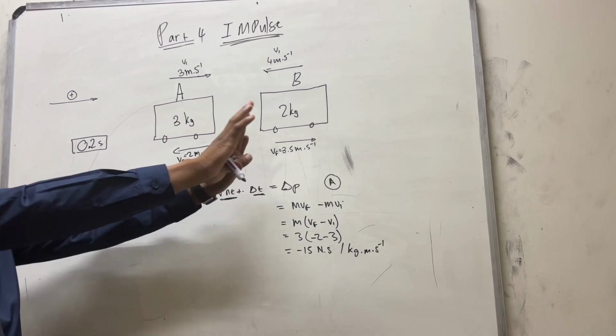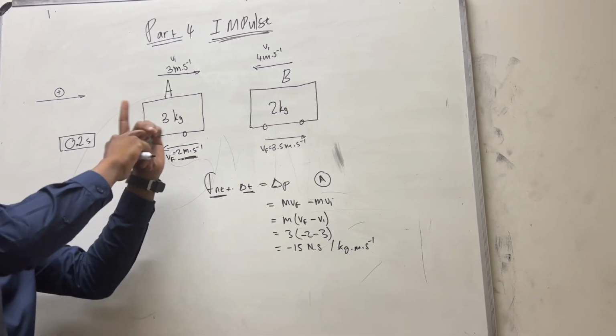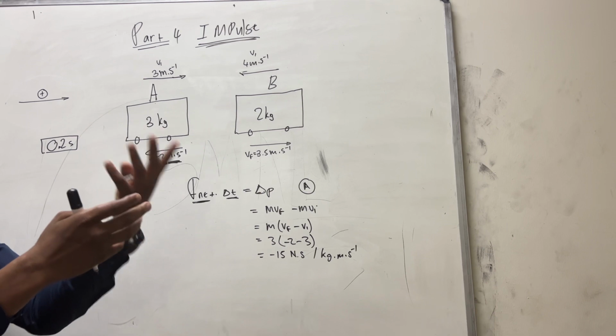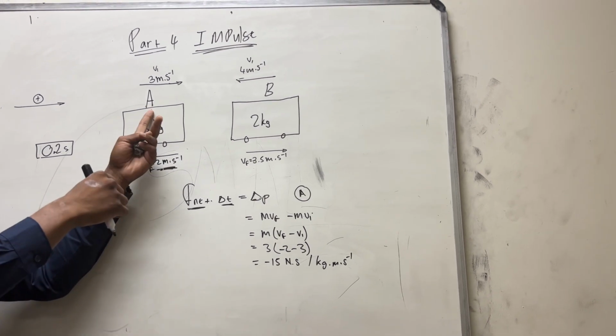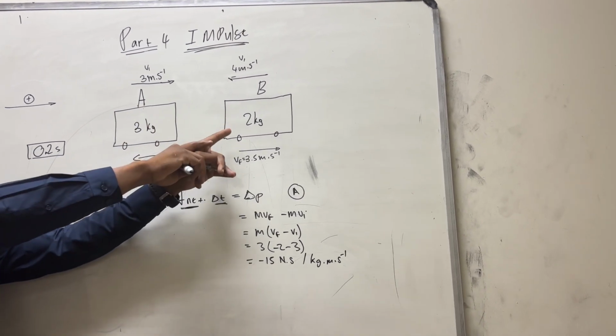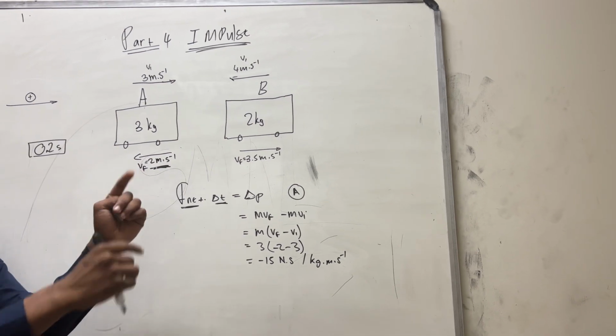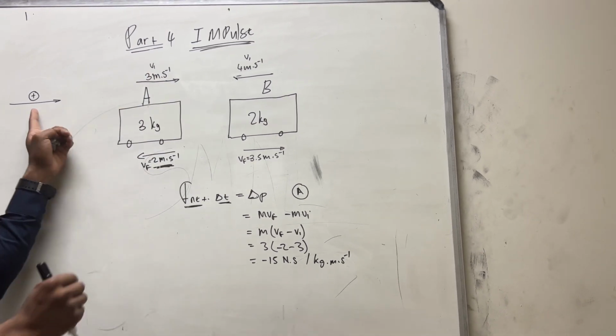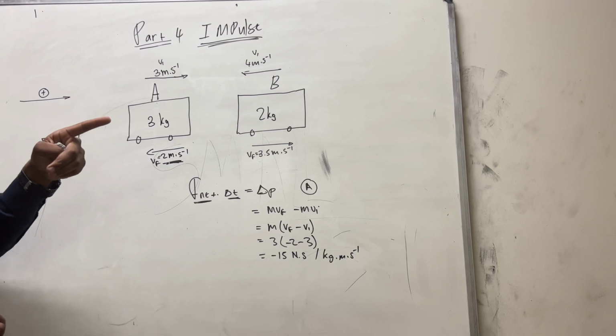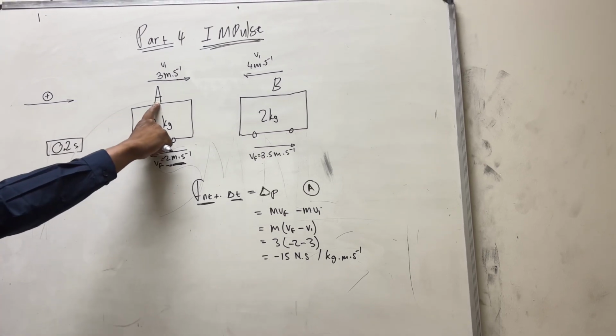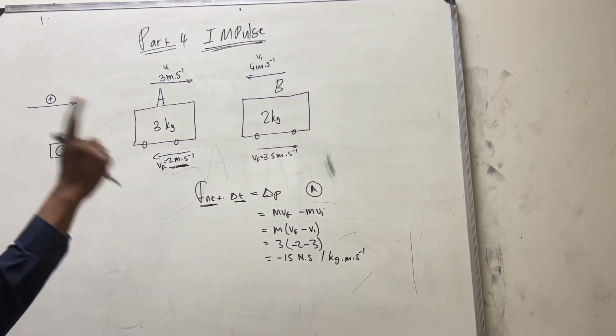Car A is exerting a force on B, meaning that, remember, a force is a vector, it should have a direction. So if car A is exerting a force on car B, that force has to be positive because it's in the positive direction. Remember we said let to the right be positive. So the force exerted by car A on car B should be positive.